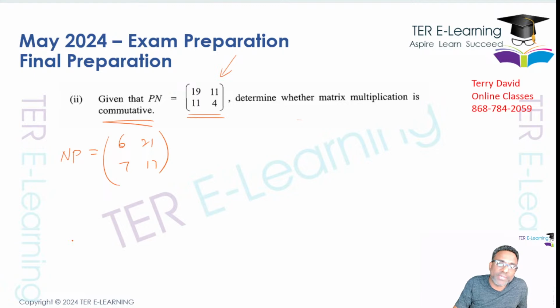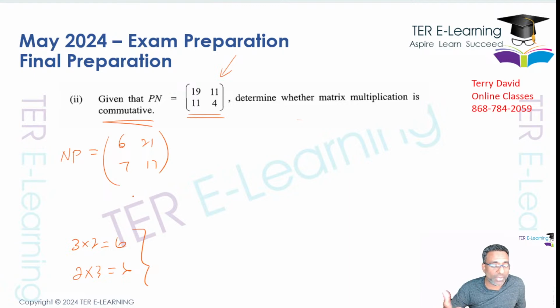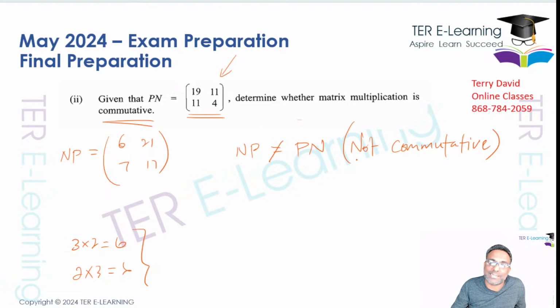Now, what does commutative mean? If I told you that 3 by 2 is equal to 6, and I also told you that 2 by 3 is equal to 6 as well. The fact that we get the same answers tells us that normal multiplication is commutative. But when it comes to matrix multiplication, NP, we had a matrix, and they told us what Pn is. But those two matrices are not equal. So therefore, that tells us that matrix multiplication is not commutative. That's what it means. The fact that we're getting two different answers tells us that matrix multiplication is not commutative.